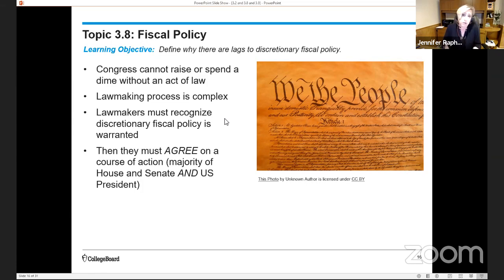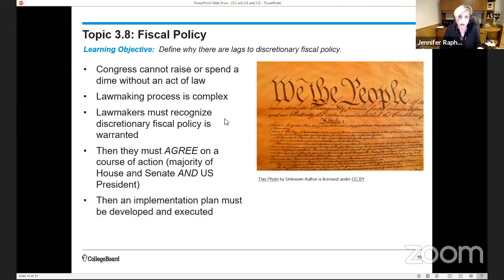And so they have to agree. You need a simple majority in order to get something passed in the House. You need a simple majority in order to get it passed in the Senate. And then it needs to be agreed upon by the president in order to be signed into law. And if you can't get the president to agree, then you need supermajorities in the House and in the Senate. And so getting some agreement on what to do, when to do it, and how to do it takes some time as well. And we're seeing that play out in the news literally as we speak.